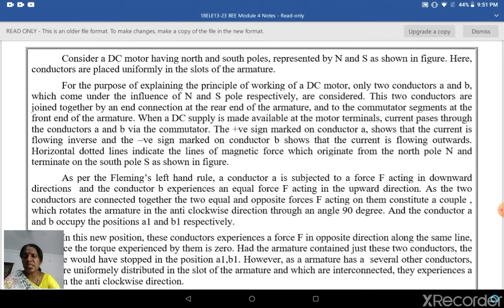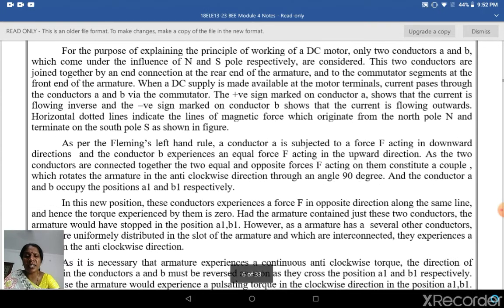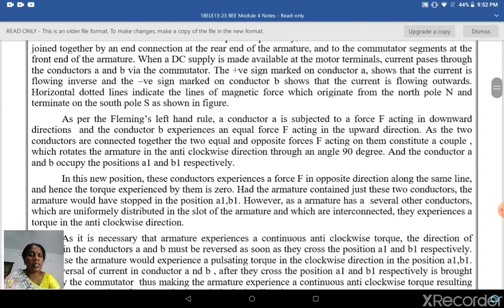These two conductors are joined together by an end connection at the rear end of the armature and to the commutator segments at the front end of the armature. A DC supply is made available at the motor terminals. Current passes through the conductors A and B via the commutator. The positive sign marked on the conductor shows that the current is flowing inwards. The negative sign shows that the current is flowing outwards. Horizontal dotted lines indicate the lines of magnetic force, which originate from the north pole and go to the south pole.